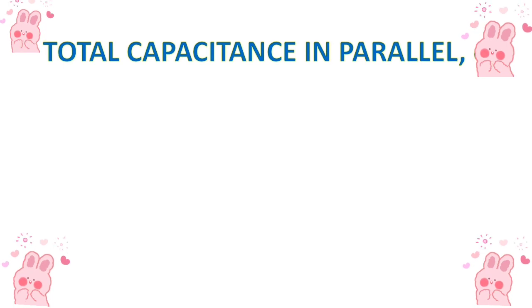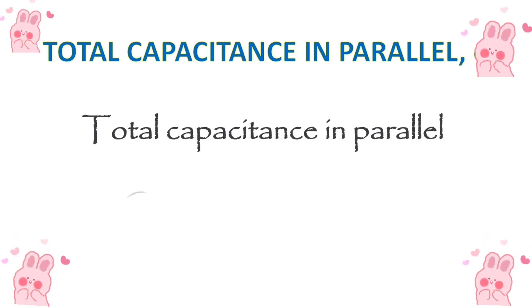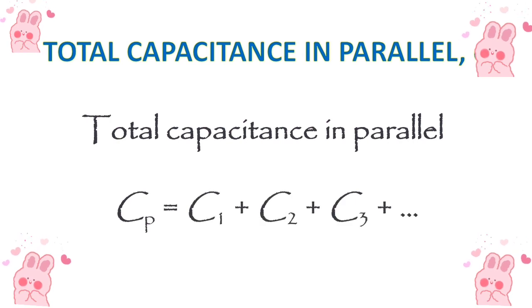So the total capacitance in parallel is, parallel capacitance is equal to C1 plus C2 plus C3.